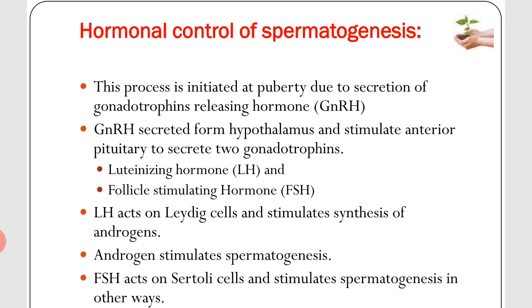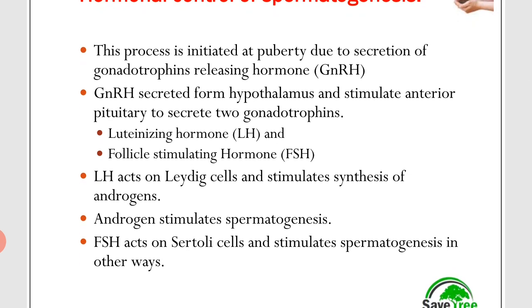So here this LH will act on these Leydig cells and stimulate the synthesis of androgens. Androgens are nothing but testosterones. These androgens, in turn, are going to stimulate spermatogenesis, that is the process of formation of sperms. Then what is the work of FSH? This FSH is going to act on the Sertoli cells and stimulate spermatogenesis in other ways. So this is how the hormonal regulation of spermatogenesis takes place.